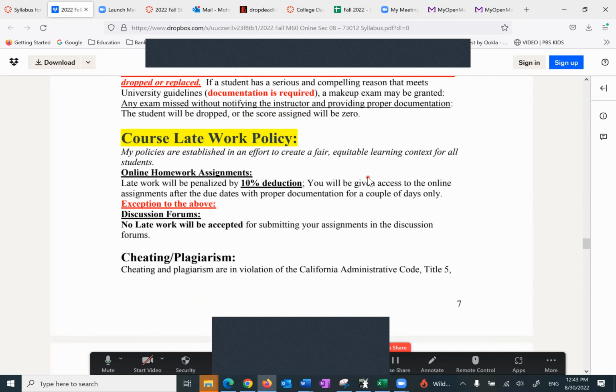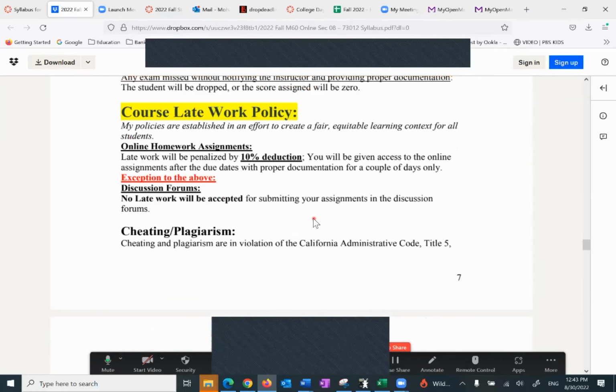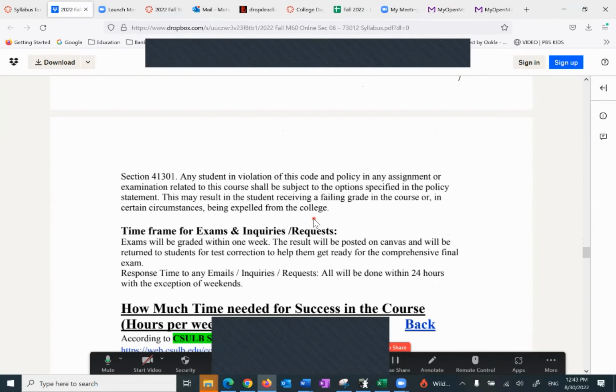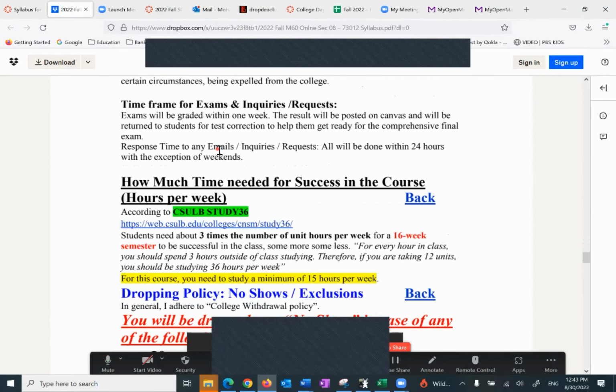There is no late work. There's a 10% penalty for some of the assignments if you do them late, but there's no late work for discussion forums, quizzes, or exams.